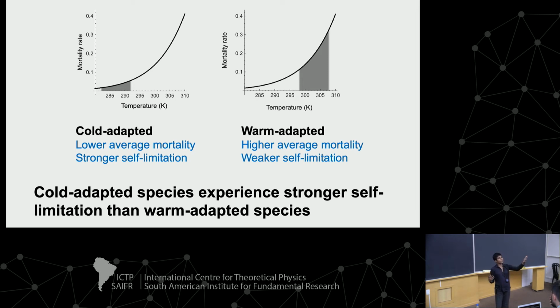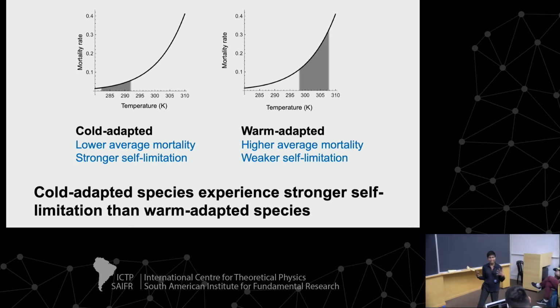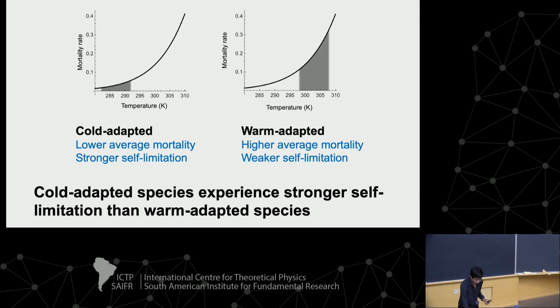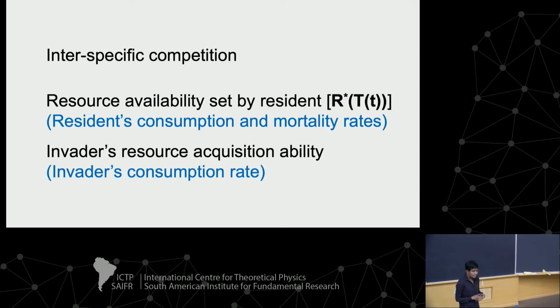Strength of self-limitation is the inverse of the average mortality rate, right? So that means if you're cold adapted, you are more strongly self-limited than if you were warm adapted. That's the beauty of it, because these temperature responses translate into your ability to limit yourself versus limit other species. Now, interspecific, so that's intraspecific competition.